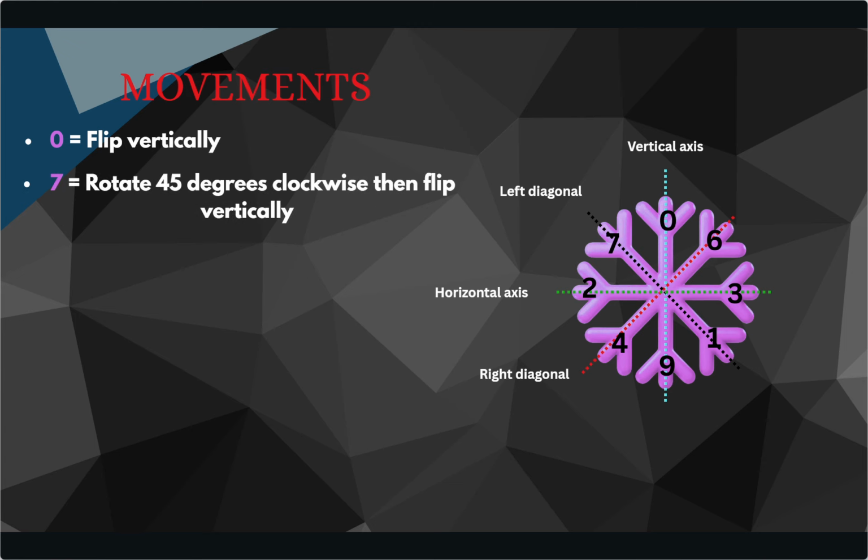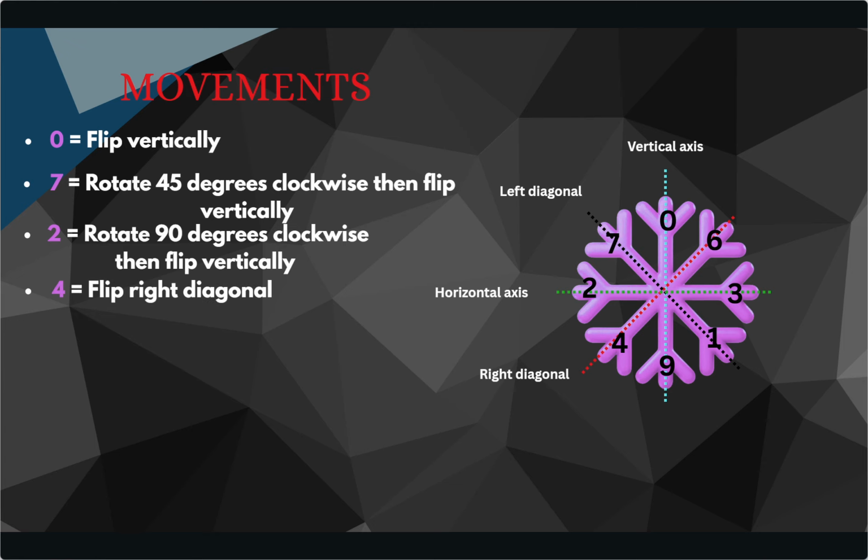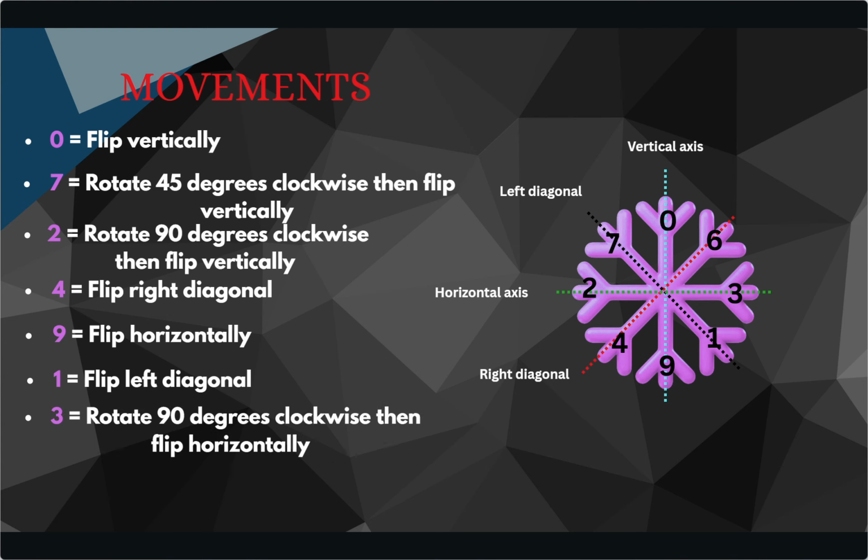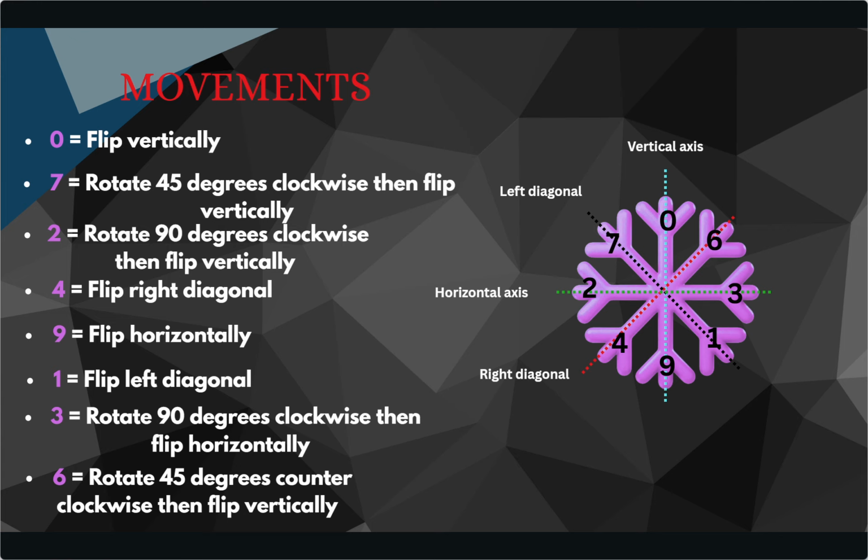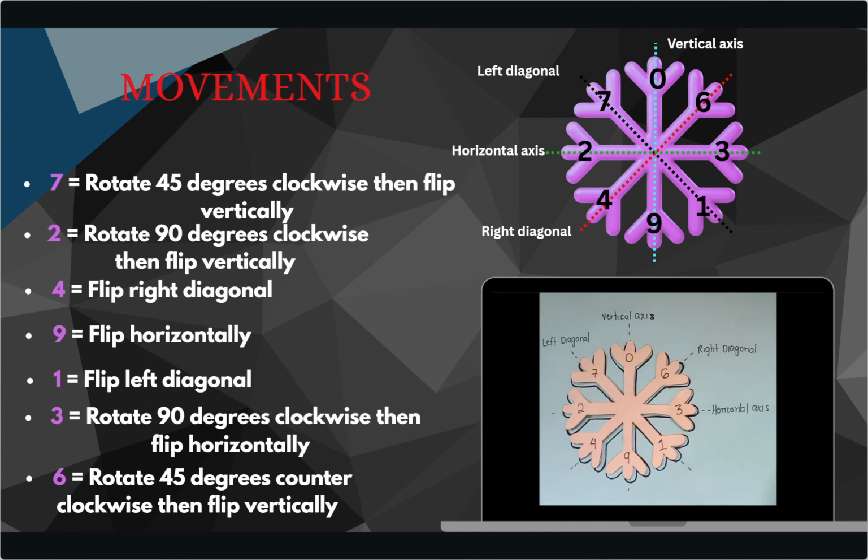0, flip vertically. 7, rotate 45 degrees clockwise, then flip vertically. 2, rotate 90 degrees clockwise, then flip vertically. 4, flip right diagonal. 9, flip horizontally. 1, flip left diagonal. 3, rotate 90 degrees clockwise, then flip horizontally. Lastly, 6, rotate 45 degrees counterclockwise, then flip vertically. And I will show you the movements at the back.